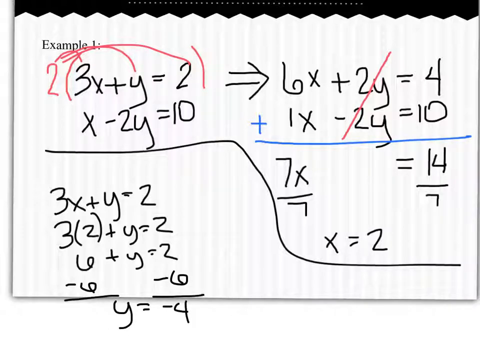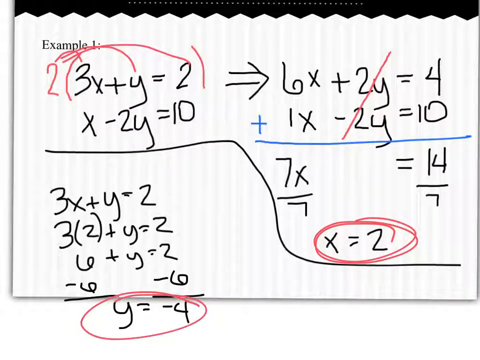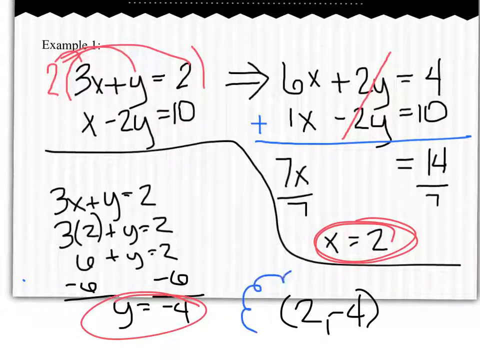So now we found our x value and our y value. That means our solution as an ordered pair is (2, -4). This is the solution to our equation. It's an ordered pair, and it's a value that would work in both equations.